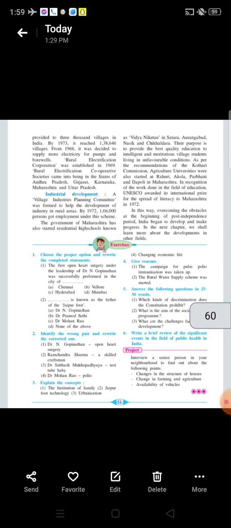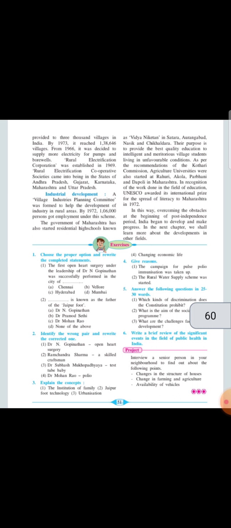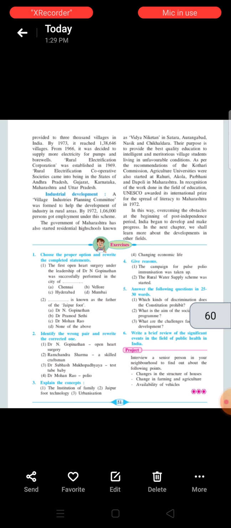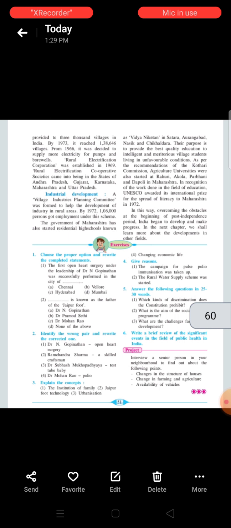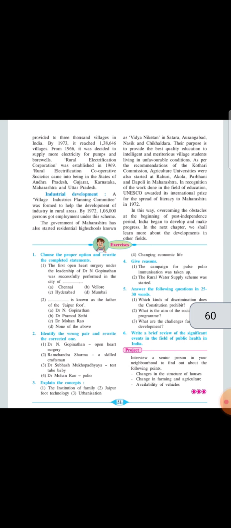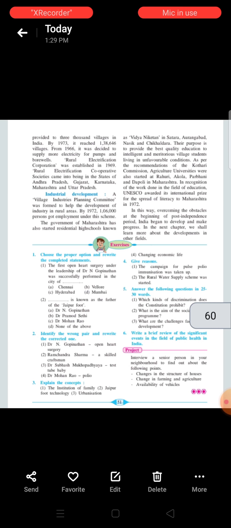Okay, children, now let me explain what industrial development is. Here in industrial development, we have read about village industries. What is the village industry? It is one of the planning committees, formed to encourage rural industrialization. The people got employment under this scheme in the year 1972.